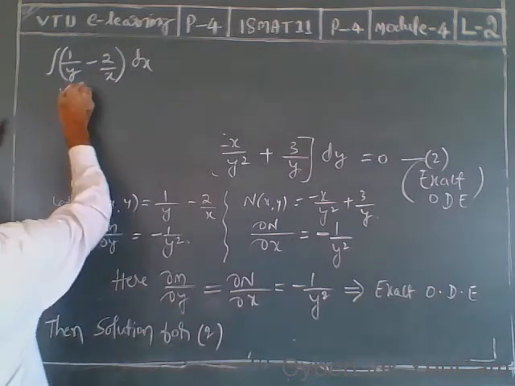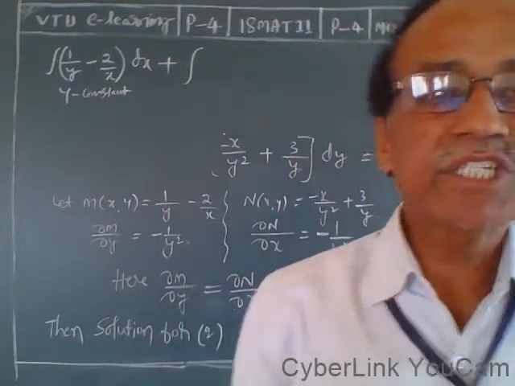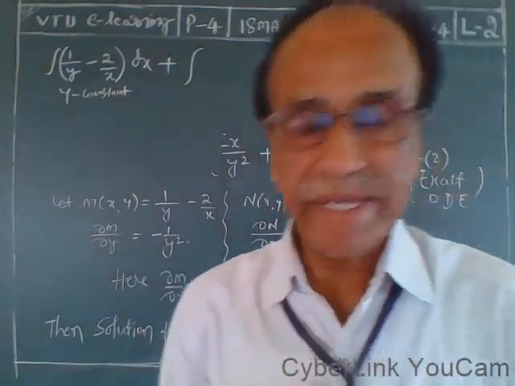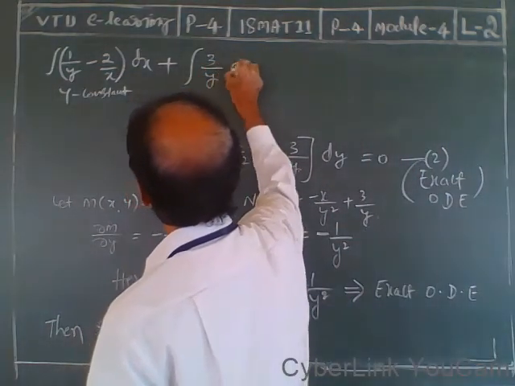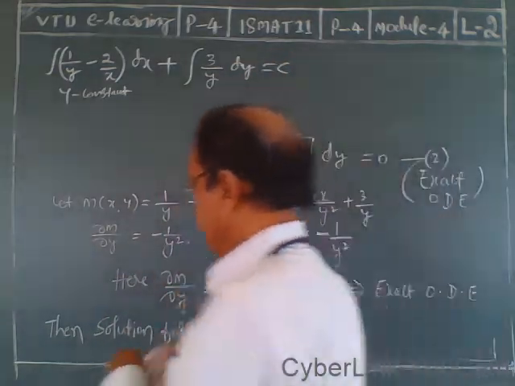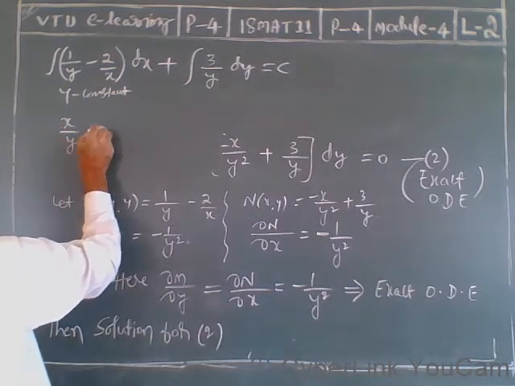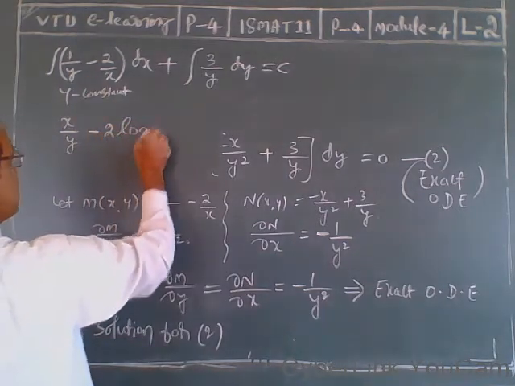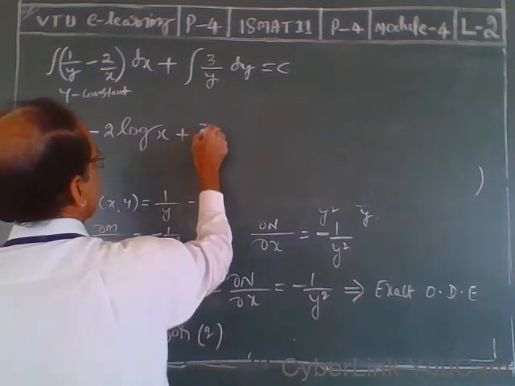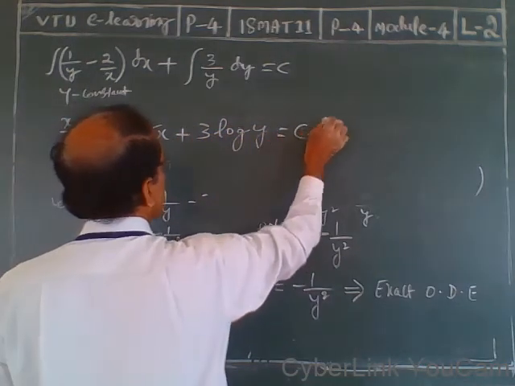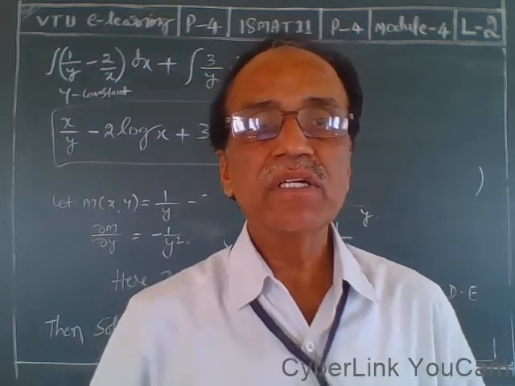Here we will claim y is constant. Plus of integration. In the second integration, terms free from x. Which are those terms? Here in this, terms free from x means 3 by y. Therefore, 3 by y into dy is equal to constant. Then, integration, you have to do that term by term, 1 by y, that is x by y, minus of 2 times, it is 1 by x, means log x, integration 1 by x is log x, then here with respect to y, plus 3 times log of y is equal to constant. This is what the solution for the type 1, equation of the type 1, that is the solution.